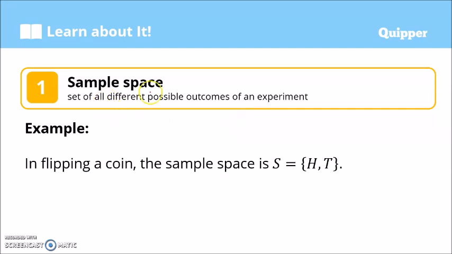What is a sample space? A sample space refers to the set of all different possible outcomes of an experiment. Example, when we flip a coin, the sample space is given by S equals H or T. H represents head and T represents a tail. Bakit HT? Kasi yun lang ang possible outcomes when we flip a coin. It's either a head or a tail.